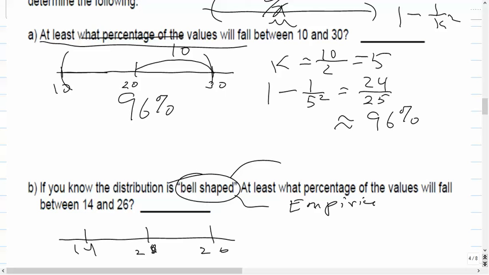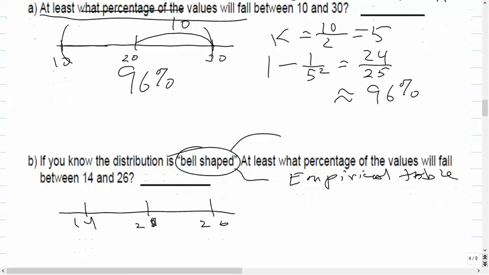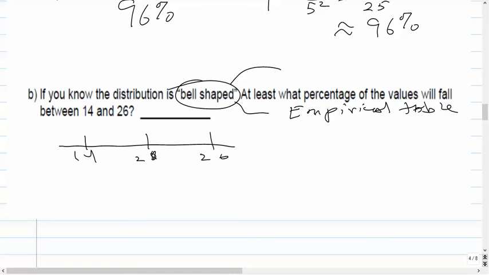But the empirical table is what I should be working with here. But once again, I still need to determine the value for k. So the distance between 20 and 26 is 6. The standard deviation is 2. So the number of standard deviations from the mean I'm talking about is 6 divided by 2, which is 3. So I need to go look up in the empirical table.